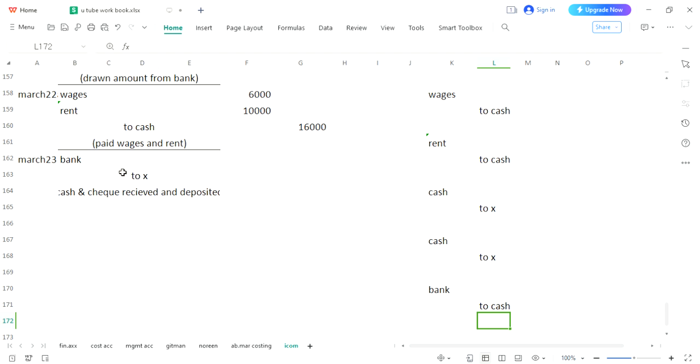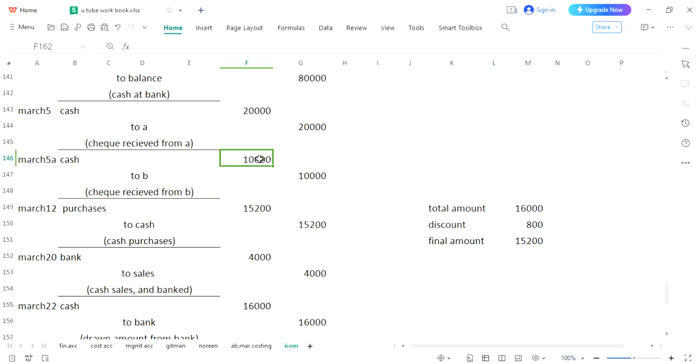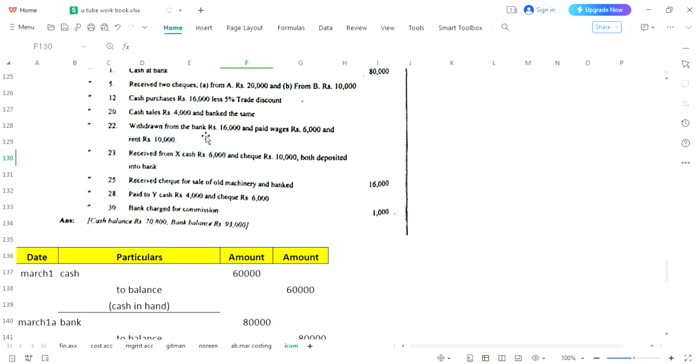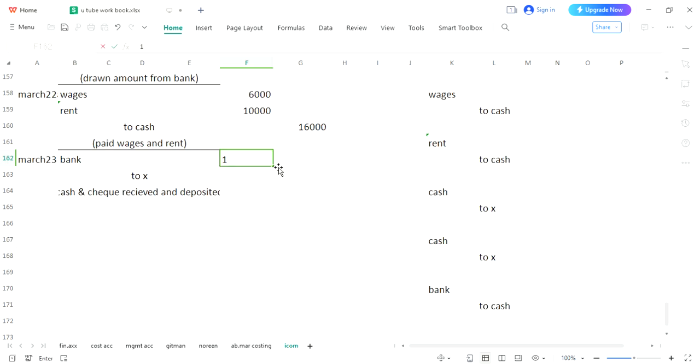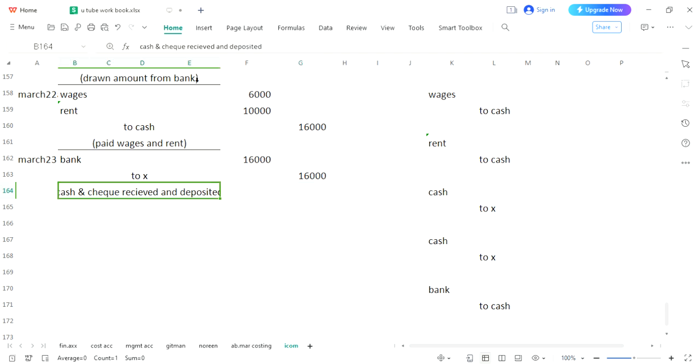Now it is up to you. You may write three entries or you may write just one entry. Over here, how much total amount has been increased in your bank account? That is 6,000 and 10,000. That means the total amount increased in your bank account is 16,000, and both cash and check were received from X. So guys, in this way we have completed our March 23rd entry.